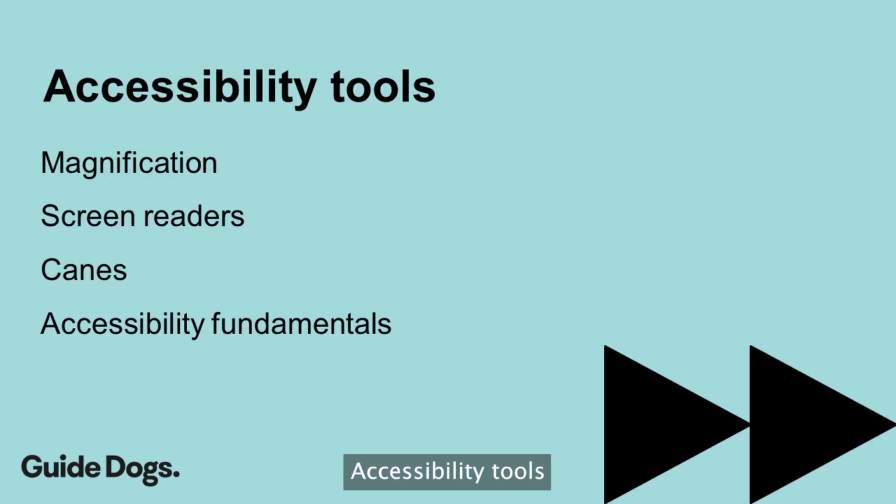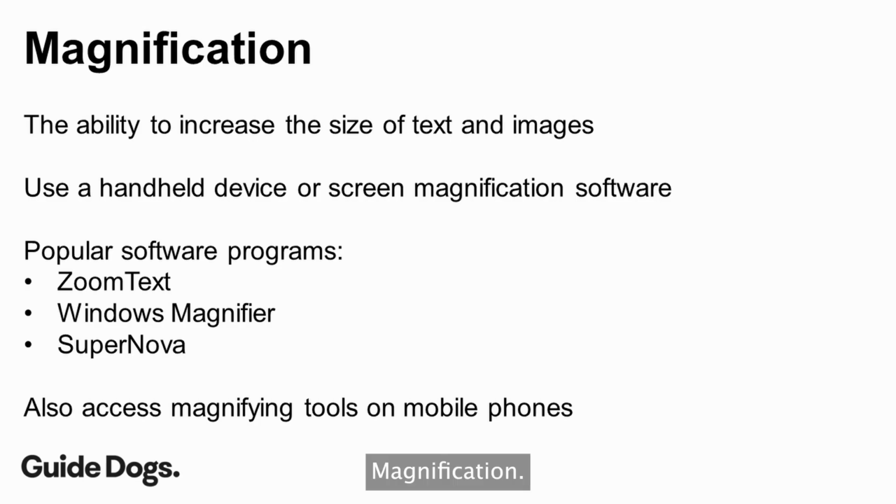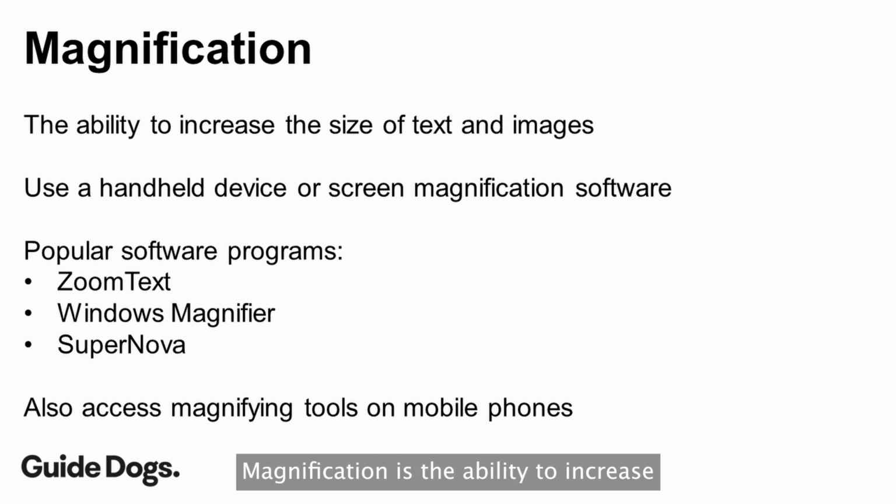Accessibility tools. Accessibility tools for people with low vision and blindness. At Guide Dogs, we offer a range of tools and technical solutions to assist with accessibility. These tools are used by people living with low vision or blindness to support them to live life on their terms. Magnification. Magnification is the ability to increase the size of text and the size of images.